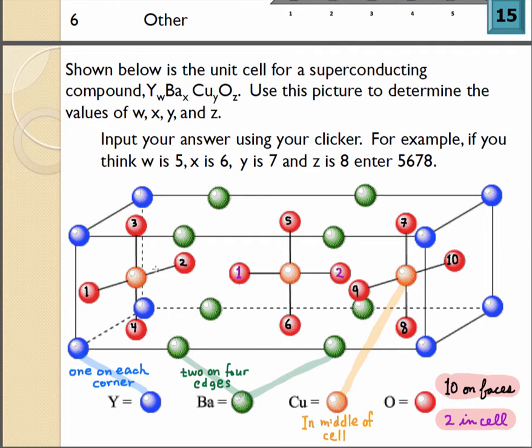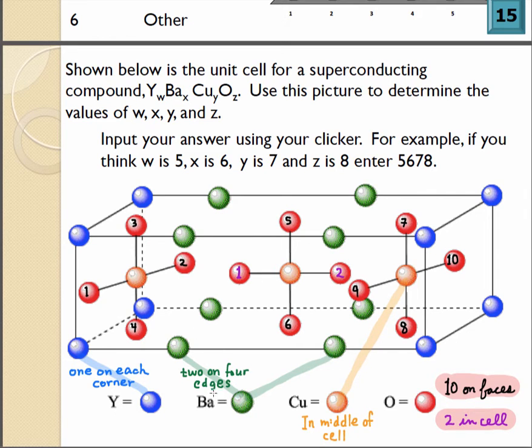So I've got 1, 2, 3, 4, 5, 6, 7, 8, 9, 10 oxygens on the faces. I've got 2 oxygens, though, totally within the cell. I've got coppers in the middle of the cell: 1, 2, 3. Oh, shoot, told you an answer.